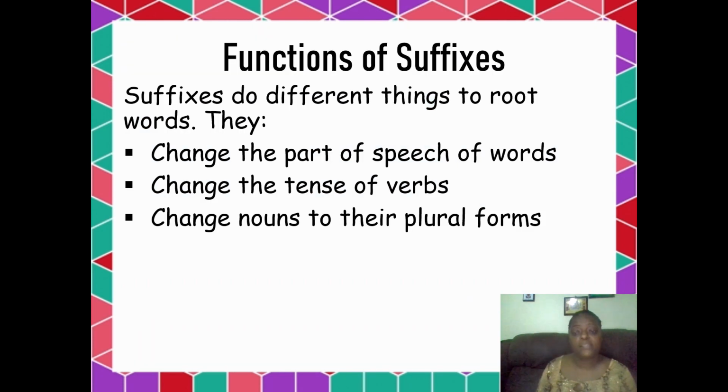Functions of suffixes. Suffixes do different things to root words. One, they change a part of speech of the word. We said that before. Two, they work within the parts of speech by forming plurals, forming past tense, and stuff like those.